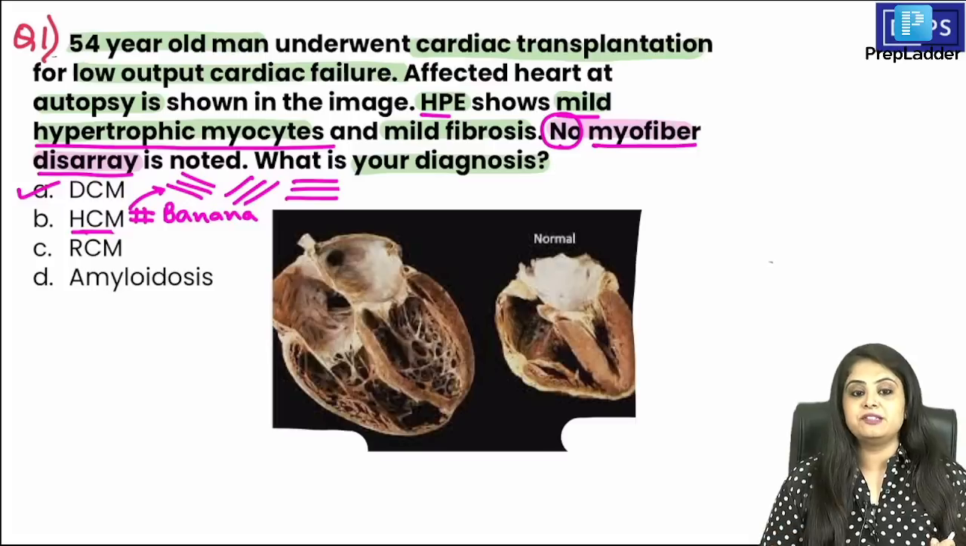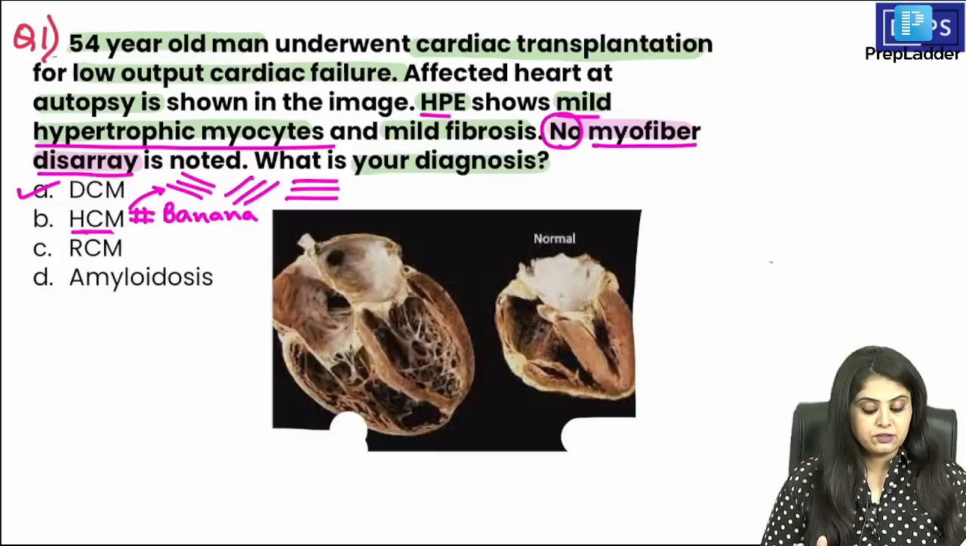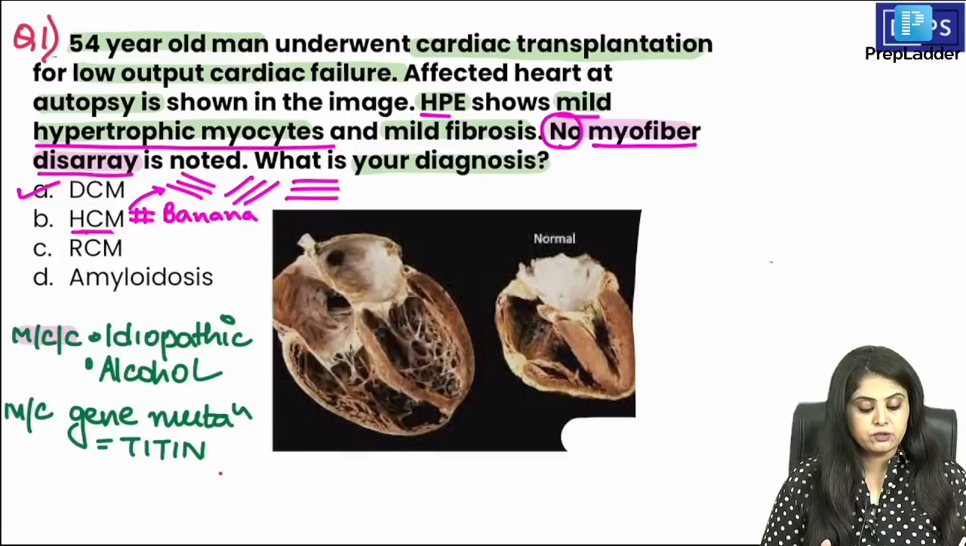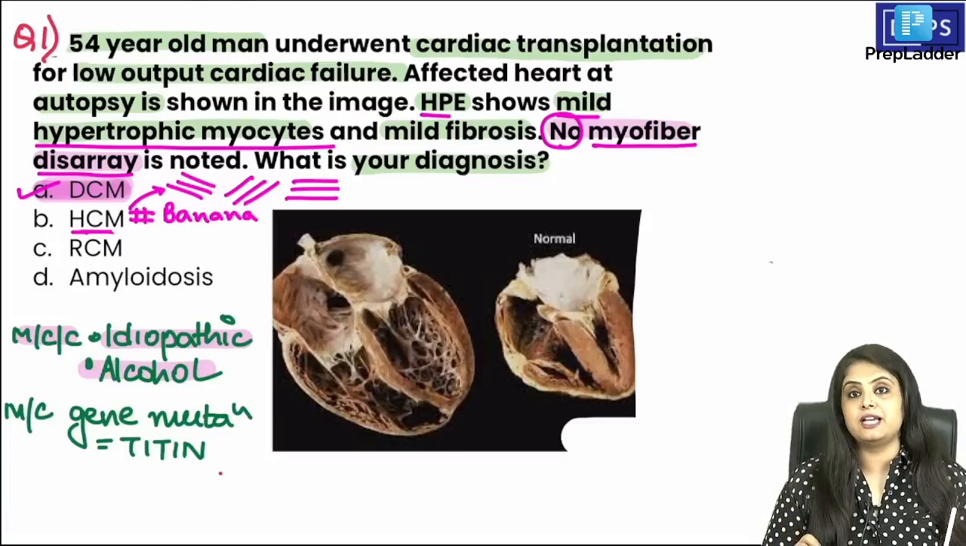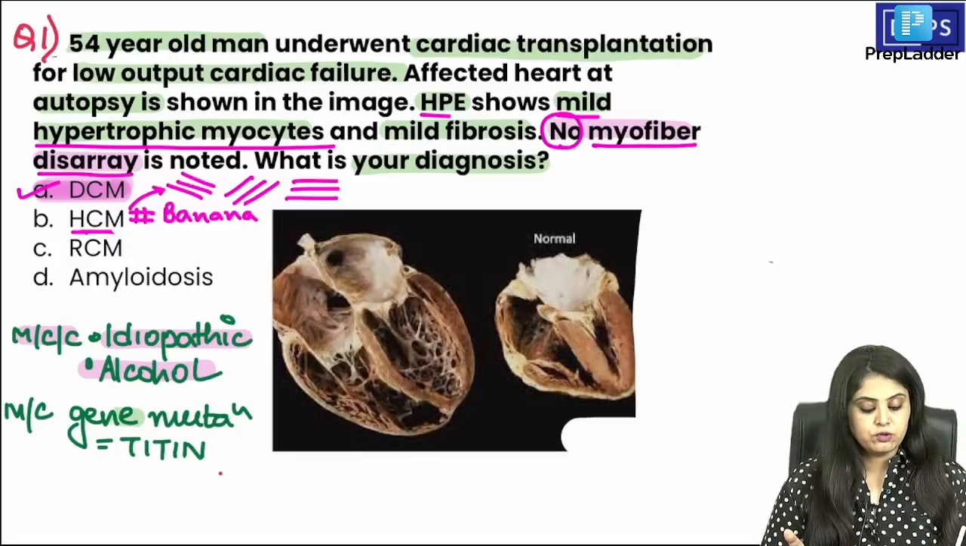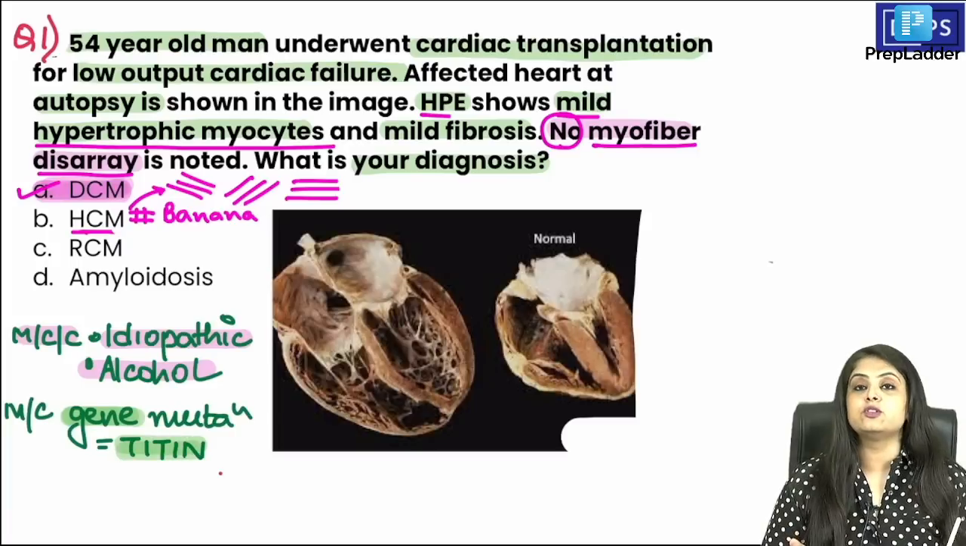So now the take-home message is both DCM and HCM can show you hypertrophy of the cardiac fibers, but HCM will further show you the helter-skelter appearance or the myofiber disarray, which was not seen over here, and hence it's DCM. Now when I ask you the clinical questions, the most common cause of dilated cardiomyopathy is idiopathic, because in more than 50% cases we don't know the cause, but when we know the cause, the most common of them happens to be alcohol. If they ask you from the genetics point of view, running in the family, the most common gene mutation for DCM is going to be Titin.